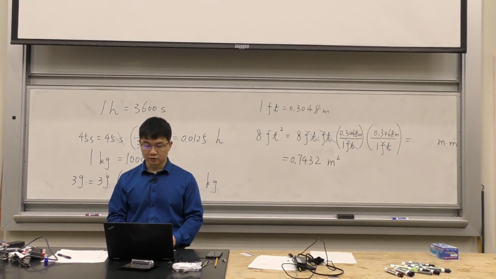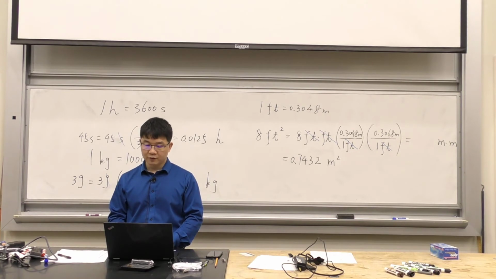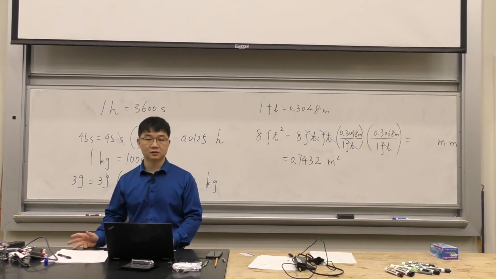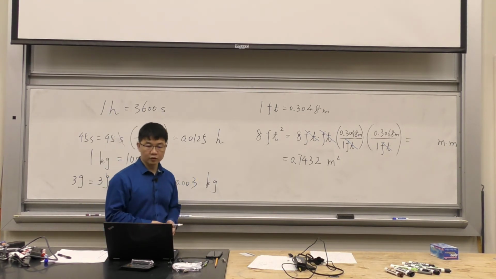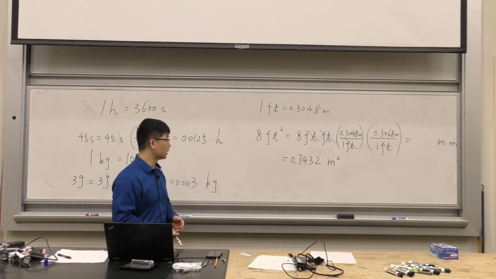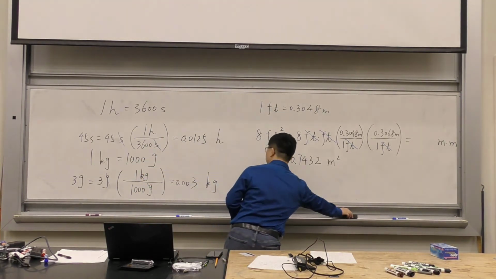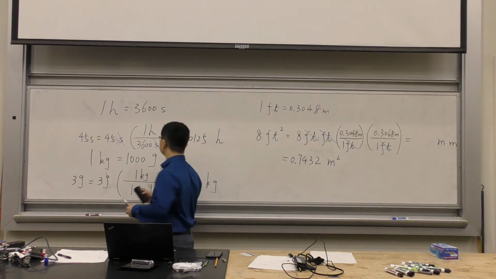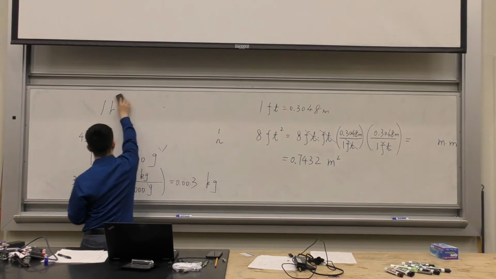So let's take a look at the last slide. Now I want you to practice this. Convert 5 cubic centimeters to cubic meters. If I know the conversion between meters and centimeters, it's 1 meter equals 100 centimeters.